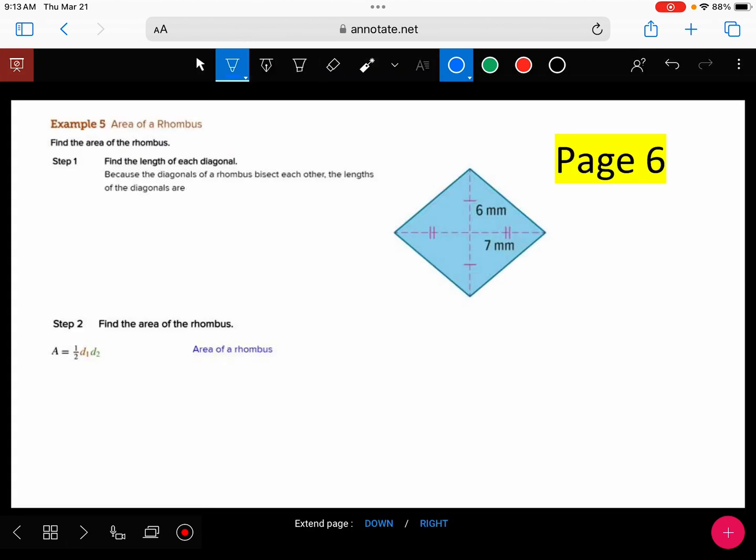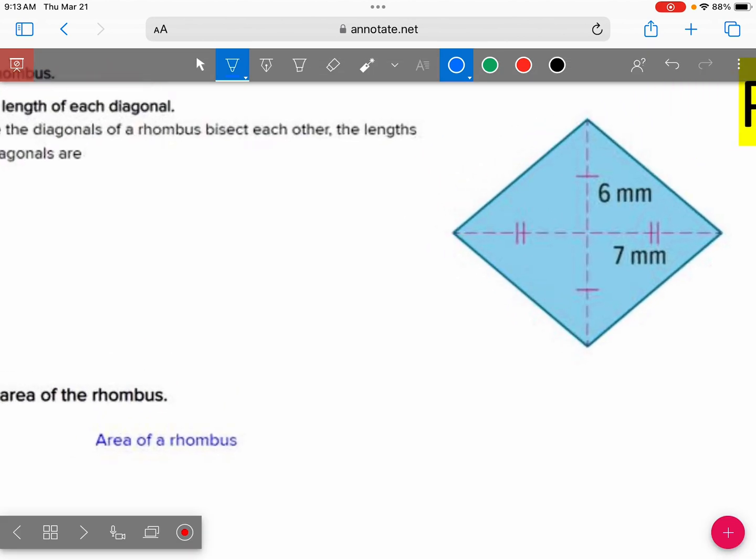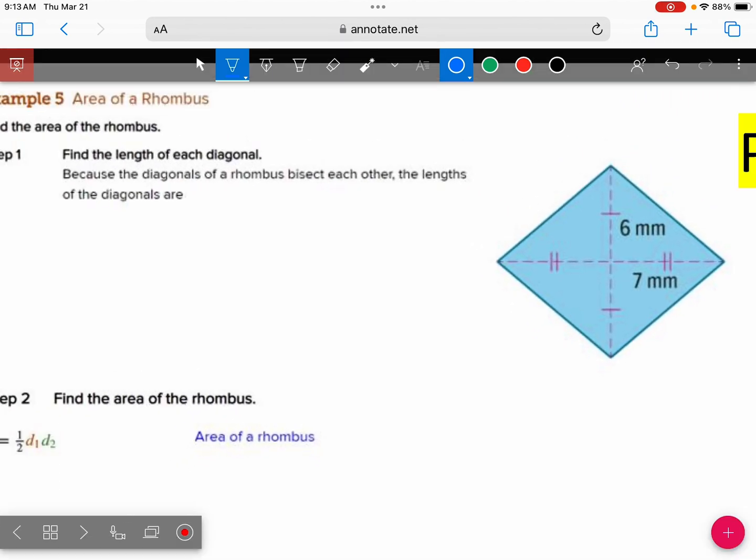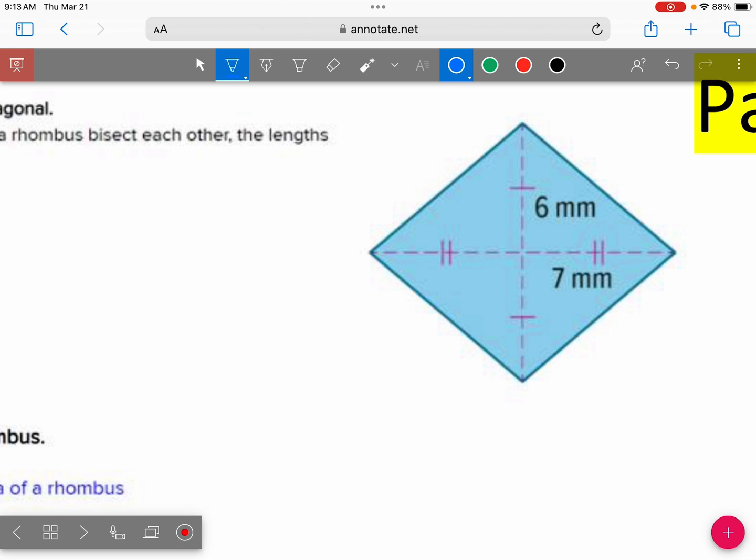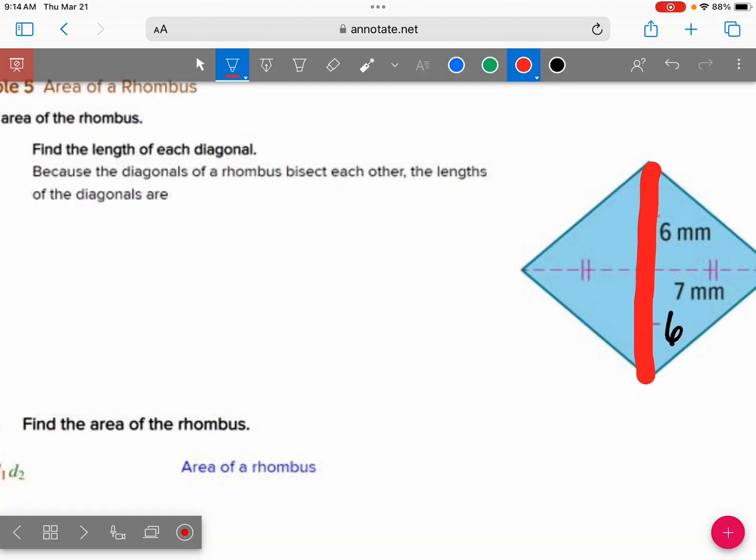Okay, so let's go to the next page and let's try to find it. So when I'm looking at this kite, this 6 that you have right here is only this piece. So from here to here, this is also 6. So we're going to put a 6 here. So from here to here, I'm going to call that my diagonal 1. Diagonal 1 is equal to 6 plus 6, which is 12.